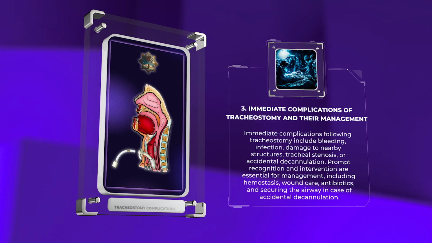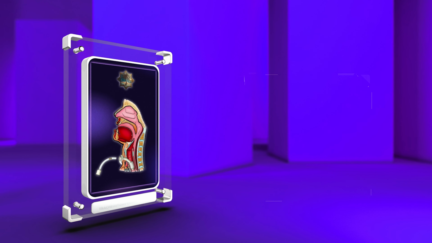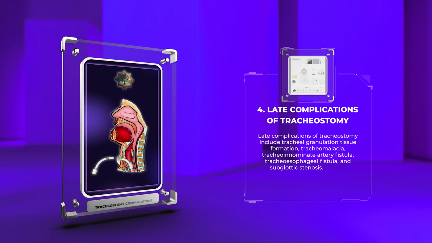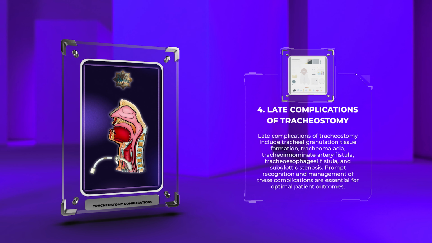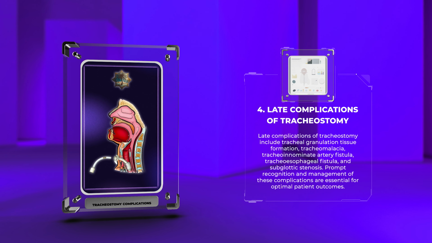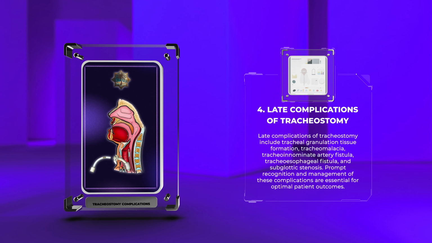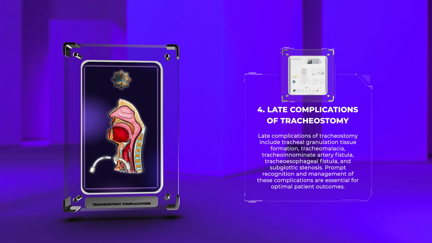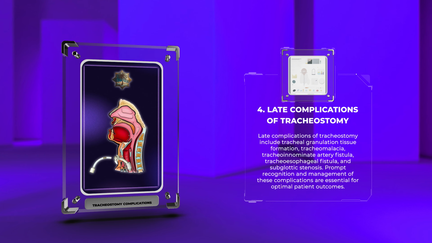Late complications of tracheostomy include tracheal granulation tissue formation, tracheomalacia, tracheoinnominate artery fistula, tracheoesophageal fistula, and subglottic stenosis. Prompt recognition and management of these complications are essential for optimal patient outcomes.